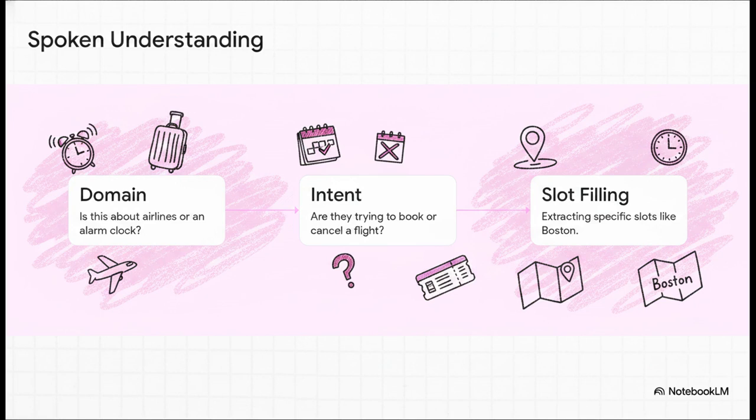First up, domain classification. The system has to realize you're talking about air travel, not setting a morning alarm. Second, intent determination. Within travel, are you trying to book a new flight or cancel an old reservation? And finally, slot filling. Parsing your sentence to pull out the specific dates, times, and locations to fill those empty blanks we just talked about.